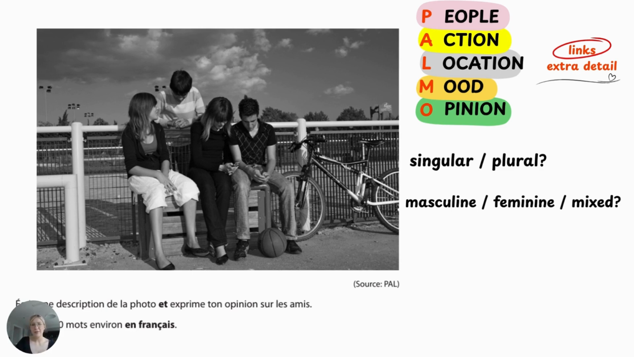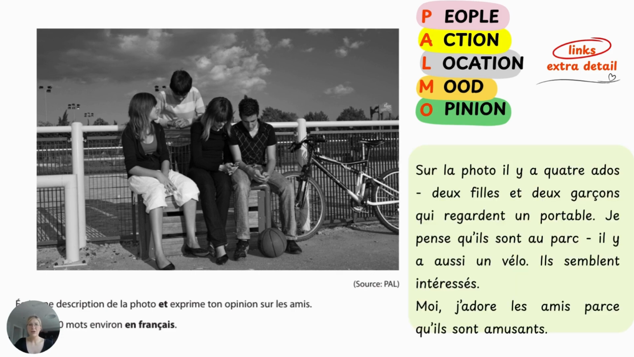Ok, je vais vous montrer. I'm going to show you now. Voilà, j'ai écrit, I've written, sur la photo, il y a 4 ados, 4 teenagers. On the vocab list, it says adolescent, but we can shorten adolescent to ado, and it's easier to spell. 2 filles et 2 garçons. Didn't have to do that. 4 ados would have been fine. Just gave a little bit of extra detail there.